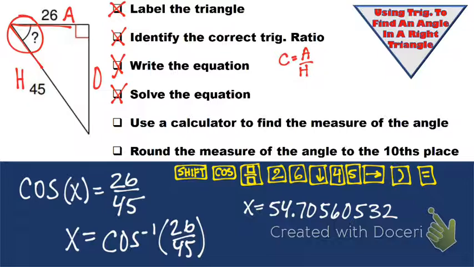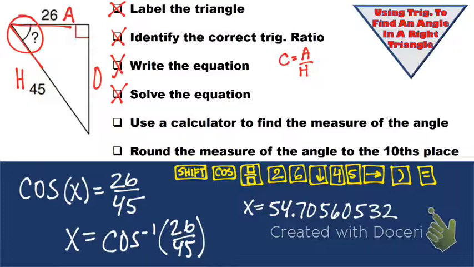So now you can see on the screen in yellow is the series of keys that you have to press to put this into your calculator. You have to press shift, then cosine. That will get you to the inverse cosine on your screen. Hit the fraction button, put 26 in the numerator, hit the down arrow to get yourself to the denominator, put 45 in the denominator, hit the right arrow to get you out of the denominator, close the parentheses by hitting the right parenthesis button, and then press the equal sign. And on the screen it should say 54.70560532. And that is the measure of the angle.